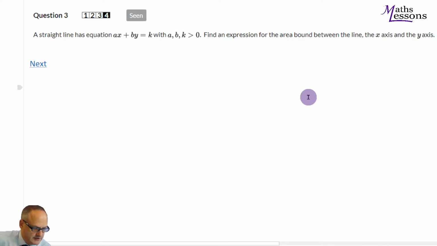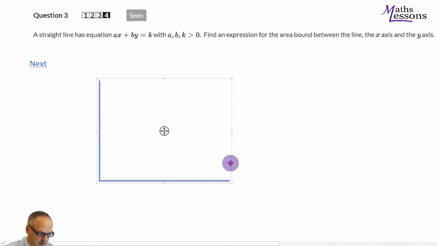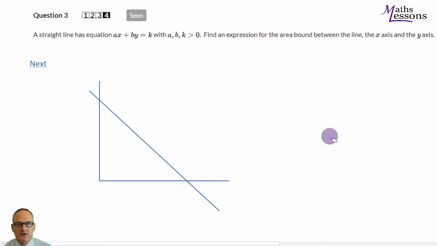Right, a straight line has an equation ax plus by equals k with a, b, k all greater than 0. So find an expression for the area bound by the line, the x-axis and the y-axis. So let's just grab some axes while we're here. And because they're all greater than 0, we only need the positive axes. We don't need any others. And I'm just going to get myself a line as well. Here we have our line.